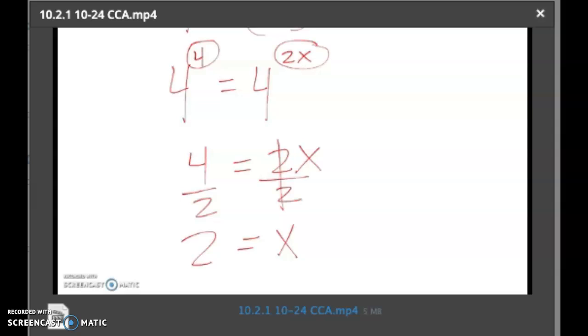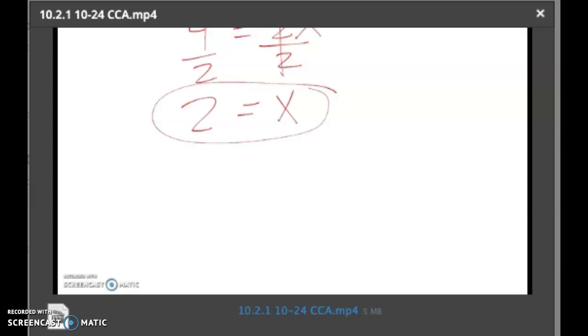Okay. All right, let's look at another problem. So for the problem 3 to the 5th equal to 9 to the 2x.